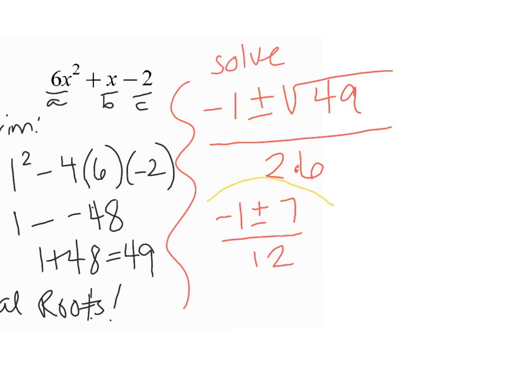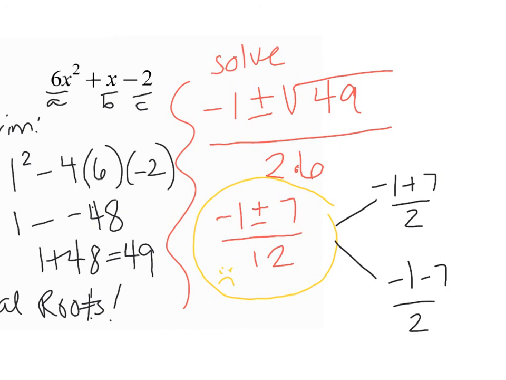Okay? This is not an answer. See my frowny face? This is not an answer. You need to break it up. You need to give me both answers when they're nice numbers like this. Negative 1 plus 7 over 12, negative 1 minus 7 over 12. So this is 6 over 12, and negative 8 over 12. These are my two zeros, and they're both numbers that I know, so I know that they are real numbers. That's it for discriminant and quadratic formula.